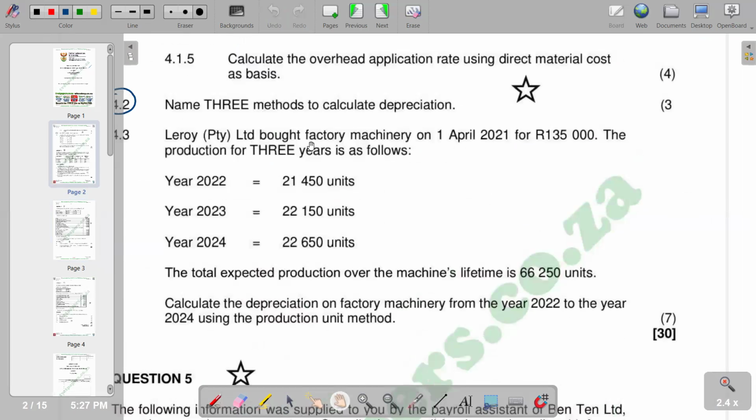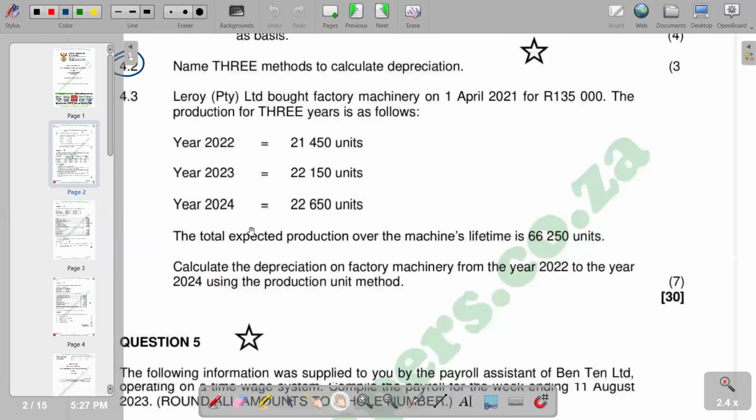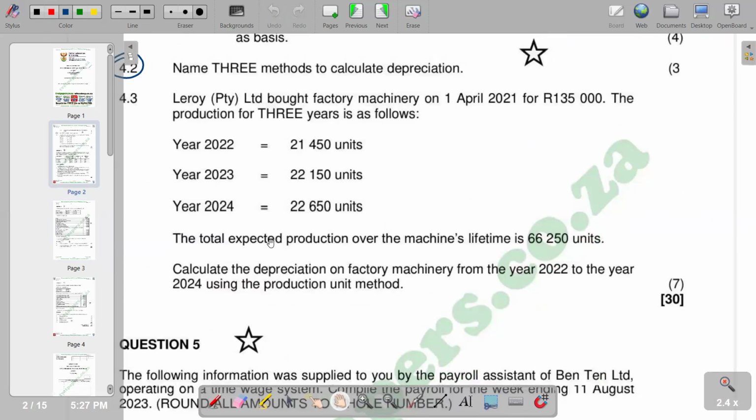Private Limited bought factory machinery on 1 April 2021 for 135,000 rands. And the production for the 3 years is as follows. So you're given production for 3 years, 2022, 2023, 2024. And the total expected production over the machine's lifetime is 66,250. Calculate the depreciation on factory machinery from the year 2022 to the year 2024 using the production unit method.